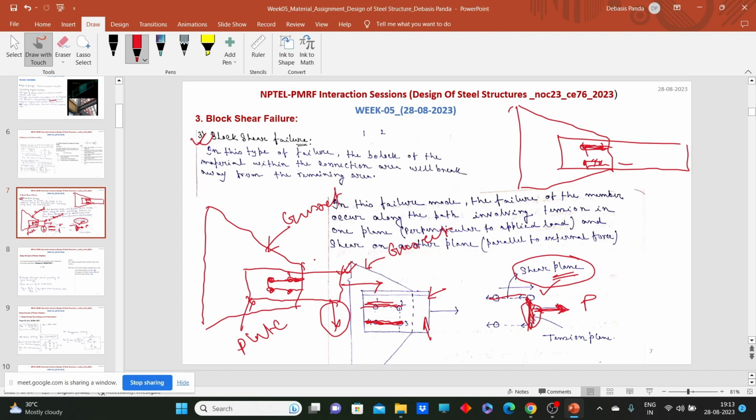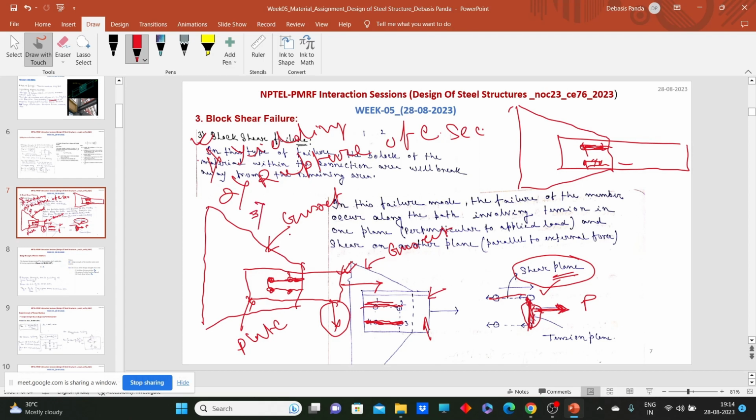So we have learned that a tension member can fail either in yielding or rupture of the critical section. The critical section we know is the section with less effective area, or less net area. So basically the section which has less cross sectional area we call the critical section. And the third thing that can happen, as we have just learned, is block shear failure.